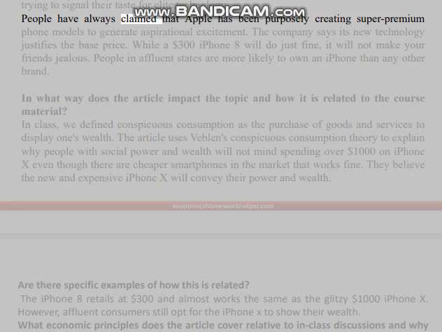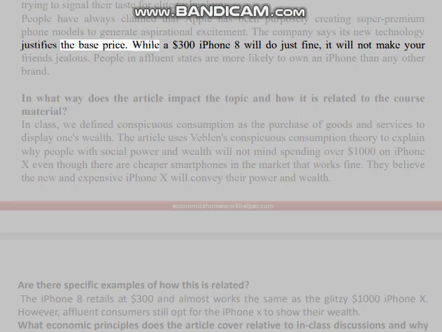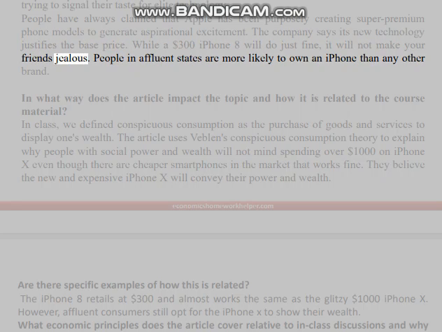People have always claimed that Apple has been purposely creating super premium phone models to generate aspirational excitement. The company says its new technology justifies the base price. While a $300 iPhone 8 will do just fine, it will not make your friends jealous. People in affluent states are more likely to own an iPhone than any other brand.